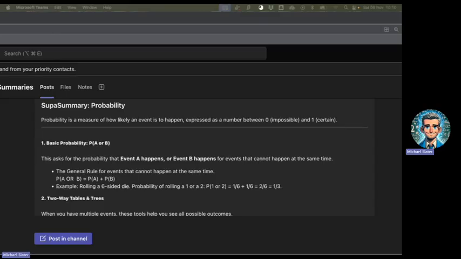What is probability? It is a measure of how likely an event is to occur, expressed as a number between 0, which is impossible, and 1, which is certain. And we can multiply everything in between by 100 to get a percentage chance of something happening.